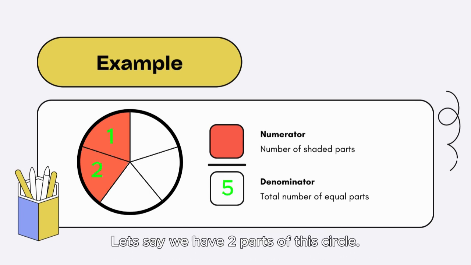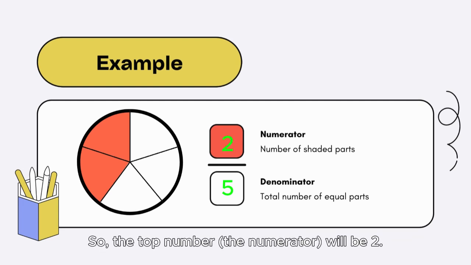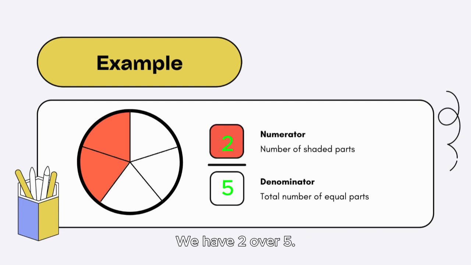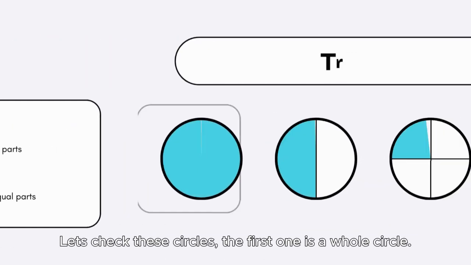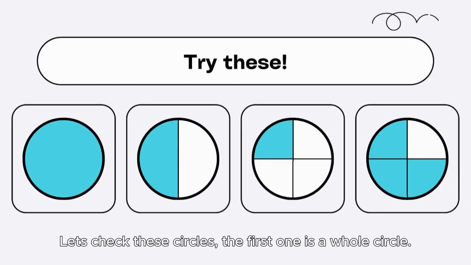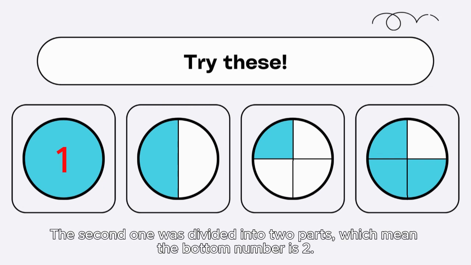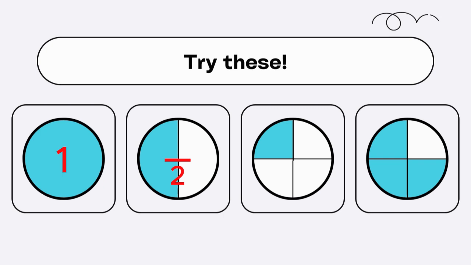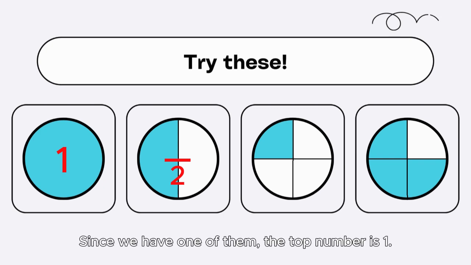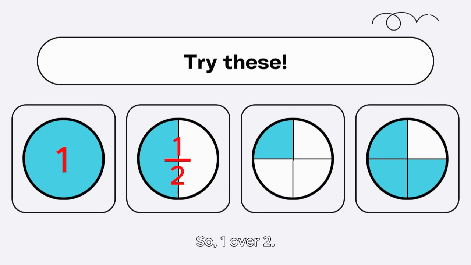Let's say we have 2 parts of this circle. So the top number, the numerator, will be 2. We have 2 over 5. Let's check these circles. The first one is a whole circle, so it is 1. The second one was divided into 2 parts, which means the bottom number is 2. Since we have one of them, the top number is 1. So 1 over 2.